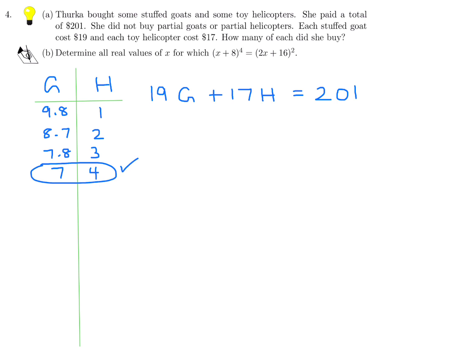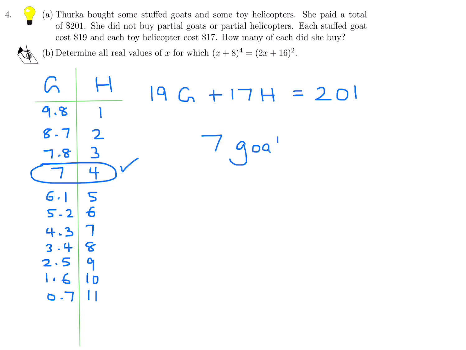And just for the sake of completeness, we'll figure out very quickly all the other ones, and I'll just fill in those values. 6.1, 5.2. When it's 7, it's 4.3. 3.4. When it's 9, it's 2.5. When it's 10, it's 1.6. And when it's 11, it drops down to 0.7. So there are no other integer solutions. So it's 7 goats that she buys and 4 helicopters.